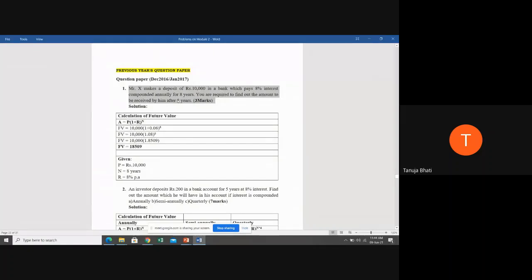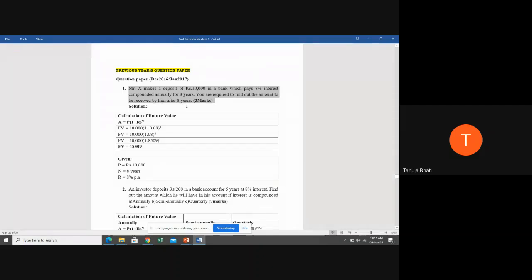See, they are telling that rupees 10,000 is deposited today. Today means, you all know, it is present value, which pays 8% interest. So the rate of interest is 8% compounded annually for 8 years, so the number of periods is 8 years. You are required to find out the amount to be received by him after 8 years.